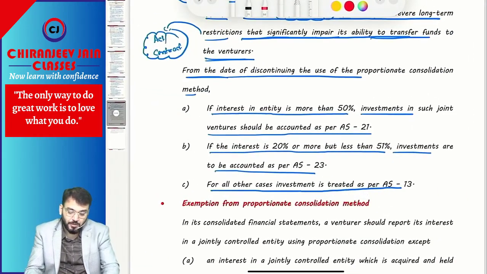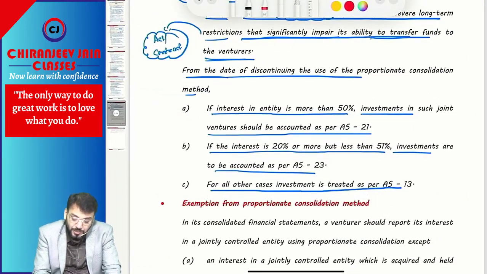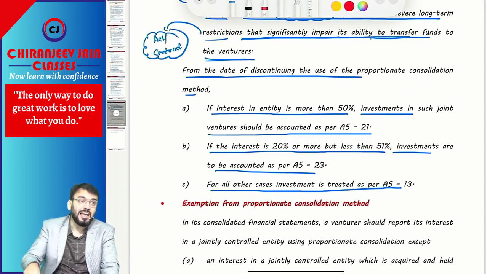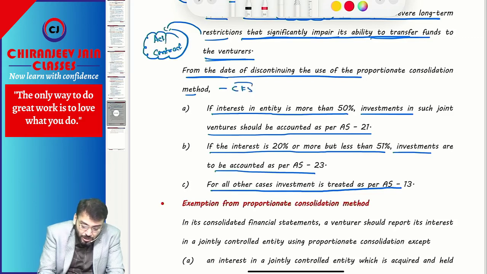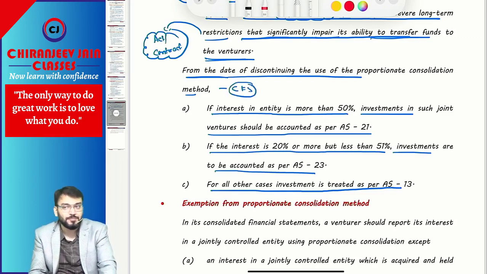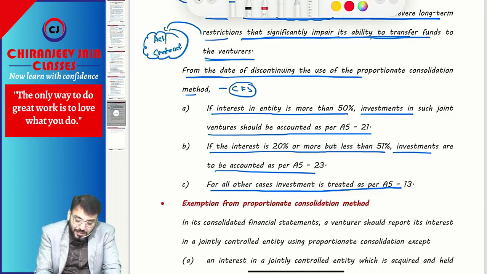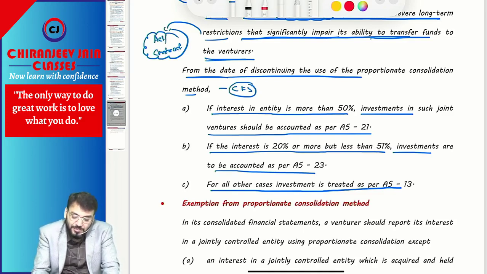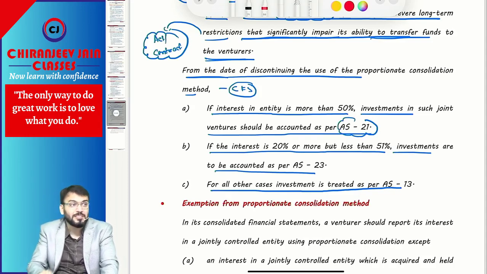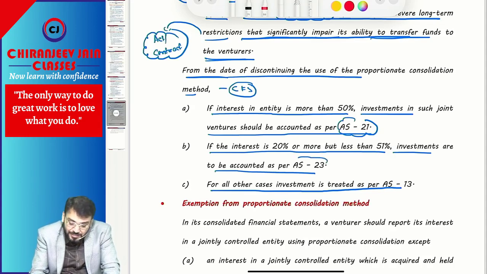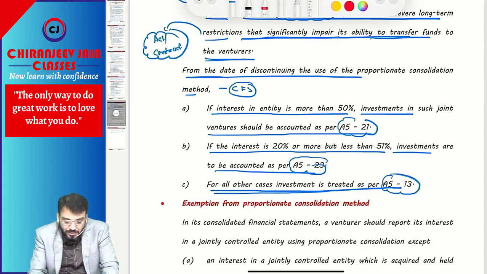Now you will understand. From the date of discontinuing the use of PCM, but the PCM is discontinued in SFS or CFS? It means we are discussing CFS. We are not discussing separate financial statements. Am I right or not? If the interest in the equity is more than 50%, that investment in such a joint venture should be accounted as per AS 21. In CFS we apply AS 21. Then if the interest is 20% or more but less than 50%, it becomes an associate, and we apply AS 23. But for all other cases, investment is treated as per AS 13. Now I think it is more clear.